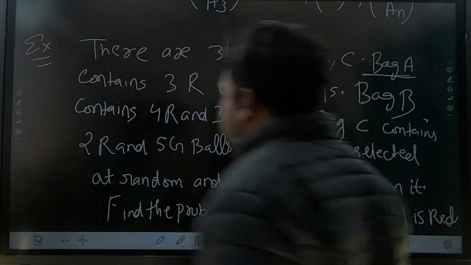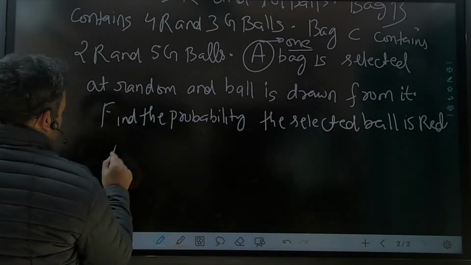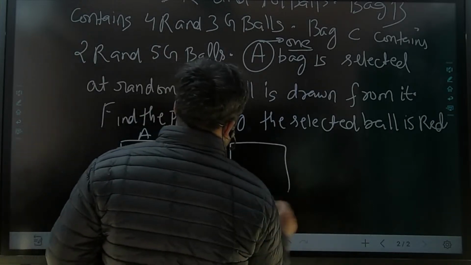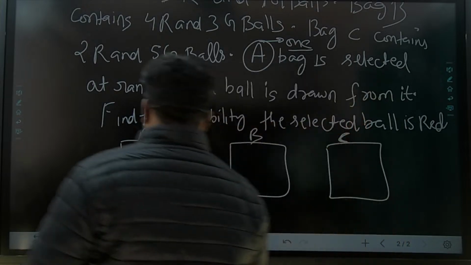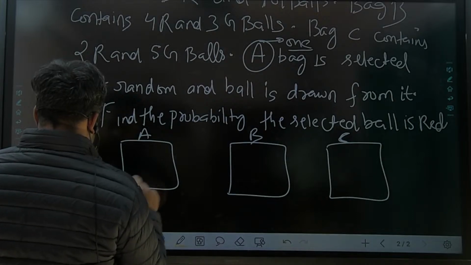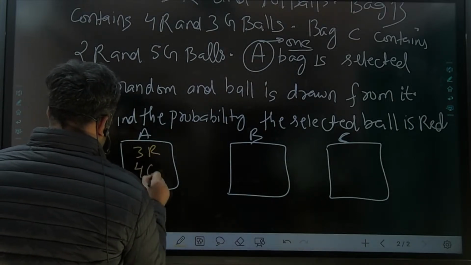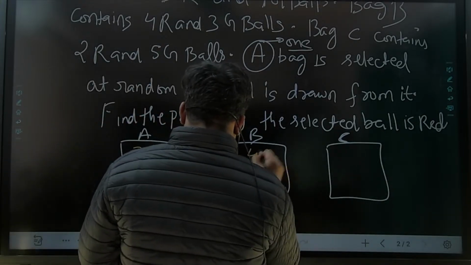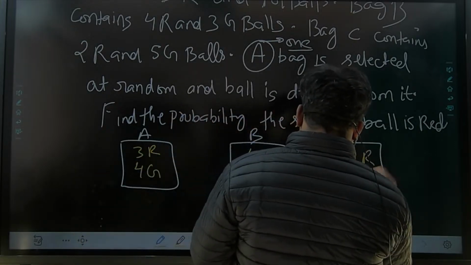So see, this is the total probability of the red ball I have to calculate. If you see here, this is bag A, this is bag B, and this is bag C. Now here you see, bag A contains 3 red and 4 green. Bag B contains 4 red, 3 green. And bag C contains 2 red and 5 green.